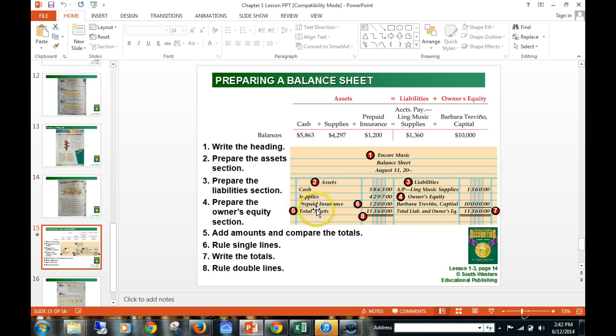So this is what a balance sheet looks like. We're going to do ours in Excel. So the first step is to write the business name, the name of the form, because there are going to be other forms that we fill out that actually look like this.